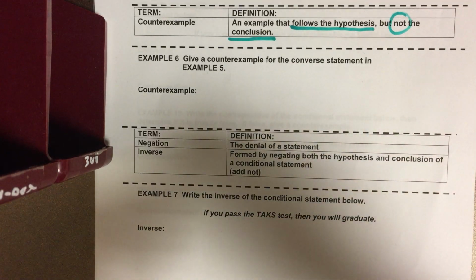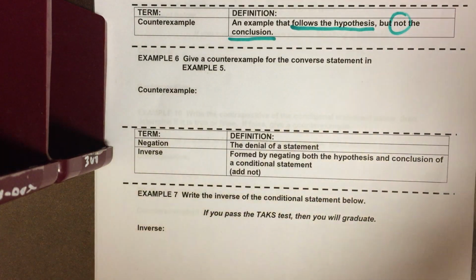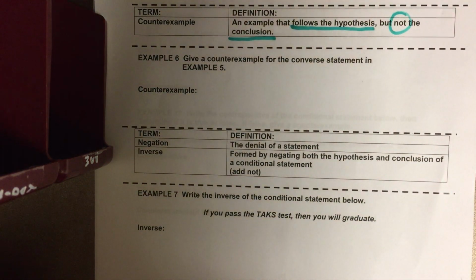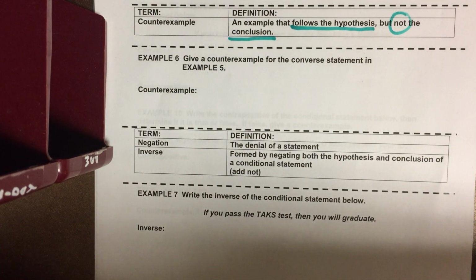So, for example, if I were to make the statement, if you're in my second period class, then you're a female. That's a conditional. If you're in my second period class, that's my hypothesis, then you're a female. That's the conclusion. Well, I can show a counterexample that's not true. I can show that if I follow the hypothesis, if you're in my second period class, you're not necessarily a female. It doesn't have to follow that conclusion. And all I would have to do is name one male student.